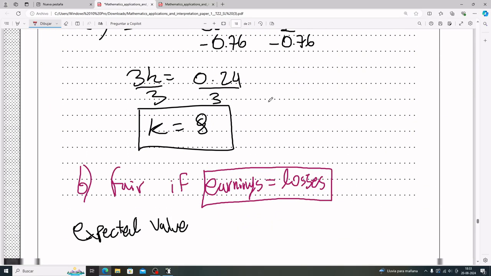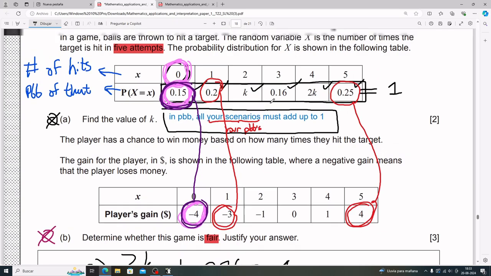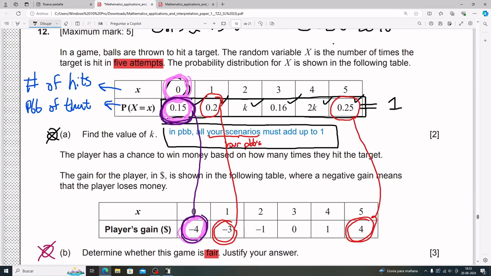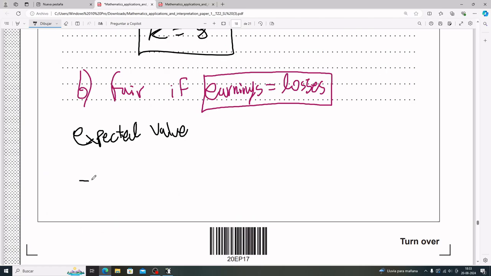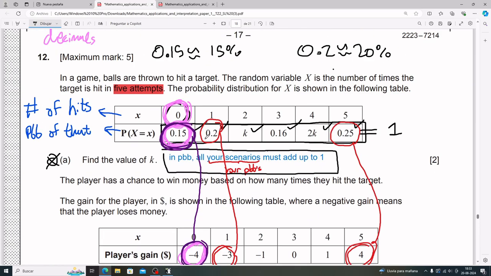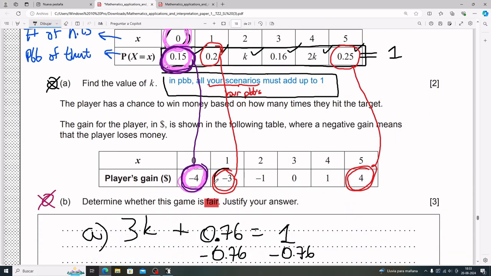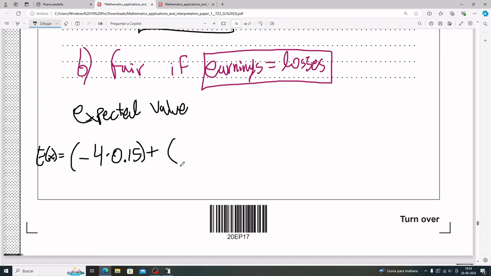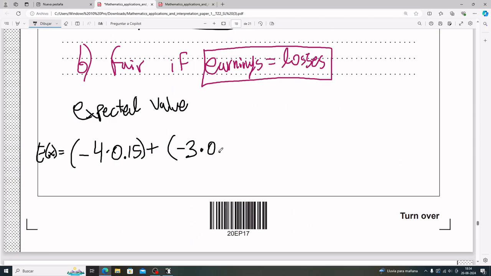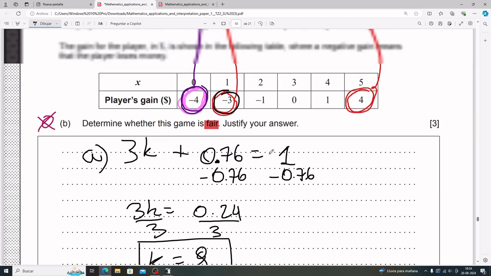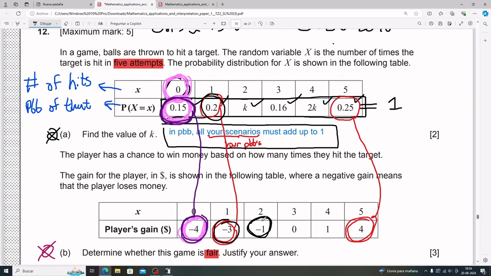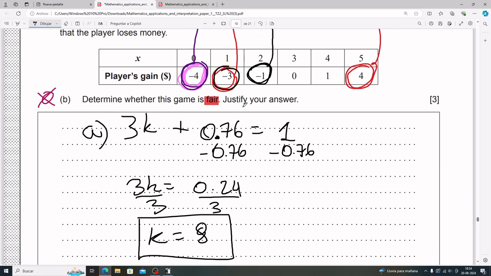So for the expected value, all you really have to do is take those two tables and have them interact with each other. As I said, the probability that you lose $4, so -4, and now it's going to be for expected value. So expected value is going to be the probability of paying $4 is 15%, plus the probability of paying $3 is 20%, plus the probability of paying $1 is k%. And k we said was 8.